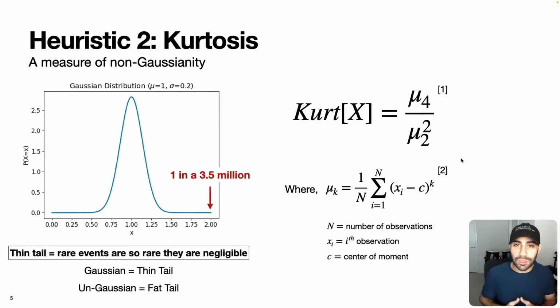So the intuition with kurtosis is that it will increase as data accumulates in the tail. So more data in the tail means a higher kurtosis. So higher kurtosis means fatter tails.